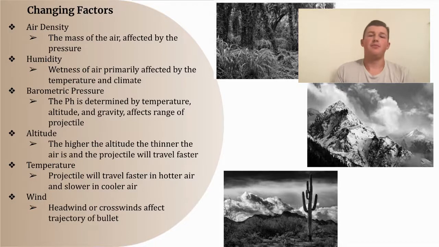Temperature: when it's hotter, air molecules expand more, so the bullet is going to travel faster. In a colder climate, the air is going to be denser, and so it's not going to travel as far. And then wind is the hardest factor to adjust because it's always changing. It's also hard because it depends on the direction. So if it's more of a headwind or a crosswind, you have to factor that into the trajectory of the projectile.